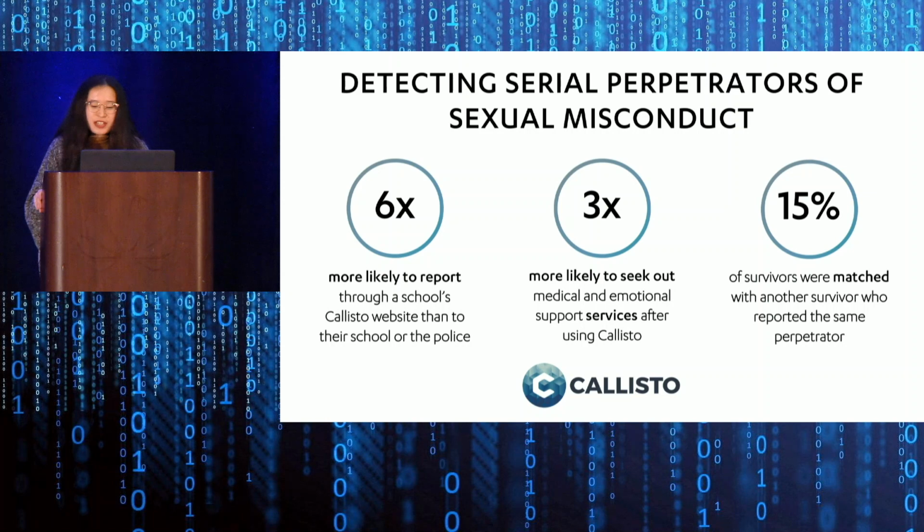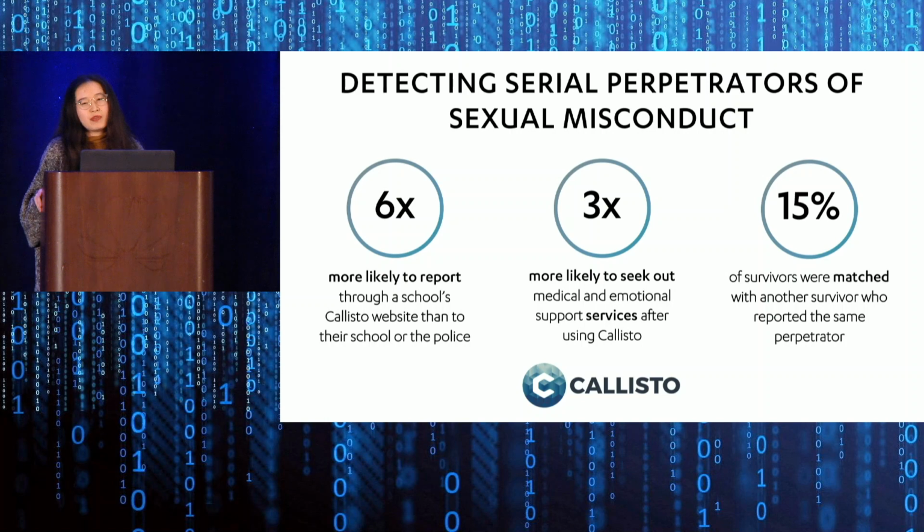And so now I'm going to switch gears and talk briefly about a different use case in detecting serial perpetrators of sexual misconduct. So Callisto is a nonprofit that creates technology to combat sexual misconduct, and they first created a sexual assault reporting tool on college campuses. So with that platform, they were able to see some really great impact, where students were 6 times more likely to report through Callisto, and they were 3 times more likely to seek out medical and emotional support. And they also found that 15% of the survivors using the tool were actually able to be matched with another survivor that named the same perpetrator.